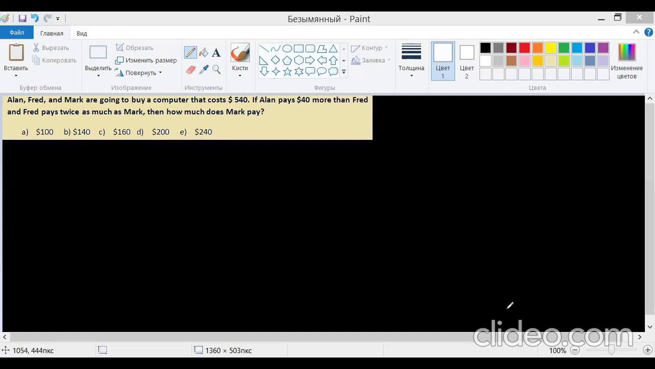And here it is. It says that Alan, Fred, and Mark, 3 friends, I guess, are going to purchase a computer that costs $540. So they want to chip in, right? In America, they use this verb chip in when there are a few people who want to share the expenditures. In this case, we can say chip in. That's for you if you want to improve your speaking skills.